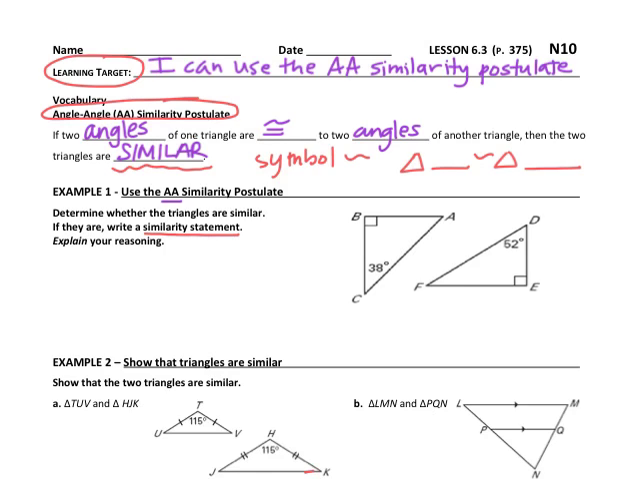So if we look at the triangles, we see that there's a 90-degree angle here, a 38-degree angle there, a 90-degree angle here, and a 52-degree angle. Well, we do need to find out what the measure of angle F is, and we do need to find out what the measure of angle A is. And then we can make a determination if these two triangles are similar, if they have two angles that are the same. So 90 plus 38 is 128.